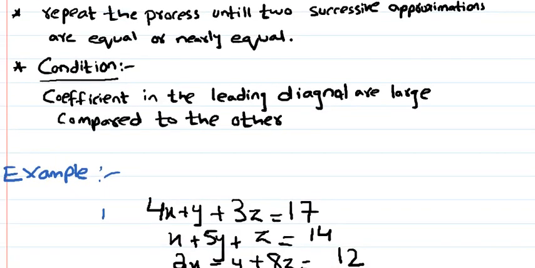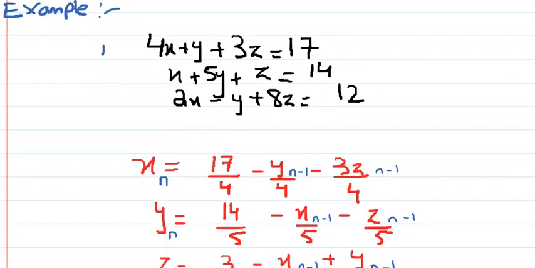What are the conditions? First condition is that the coefficients on the leading diagonal must be larger. If not, then we will rearrange our equations to get the larger ones on top. For example, we have 4x plus 5y plus 3z equals 17, x plus 5y plus z equals 14, 2x minus y plus 8z equals 12.